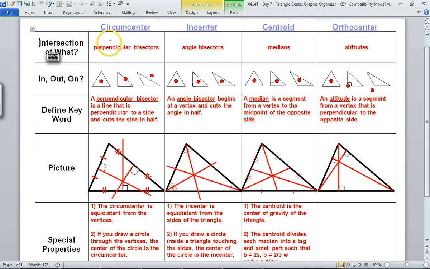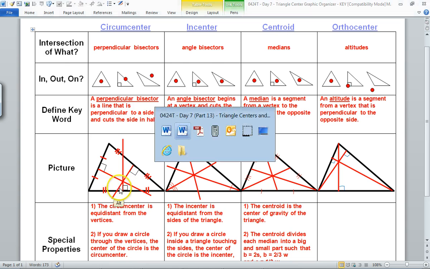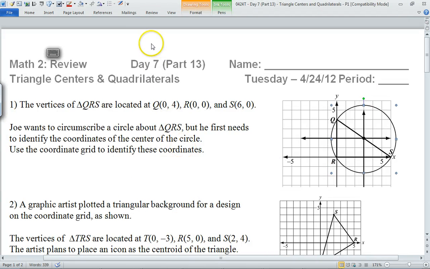Now, look at what it takes to build the circumcenter. The circumcenter is made of perpendicular bisectors. That means, looking at the picture here, if we draw lines that are perpendicular to the sides, right at the middle, perpendicular and bisecting, that should give us the circumcenter. So look back at this picture.